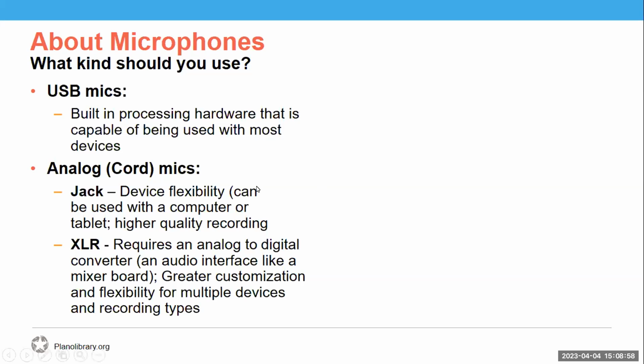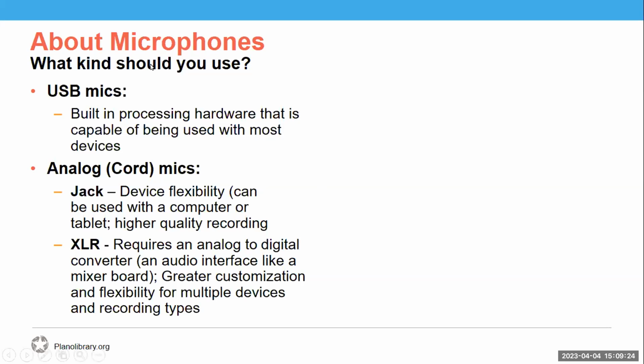So a jack device, it's not something I would recommend. However, it's usually more affordable. It tends to be unbalanced and susceptible to noise interference. Now, a jack input is something that's typically on the ends of headphones. So if you're not sure what that looks like, think about those wired headsets that you used to have.